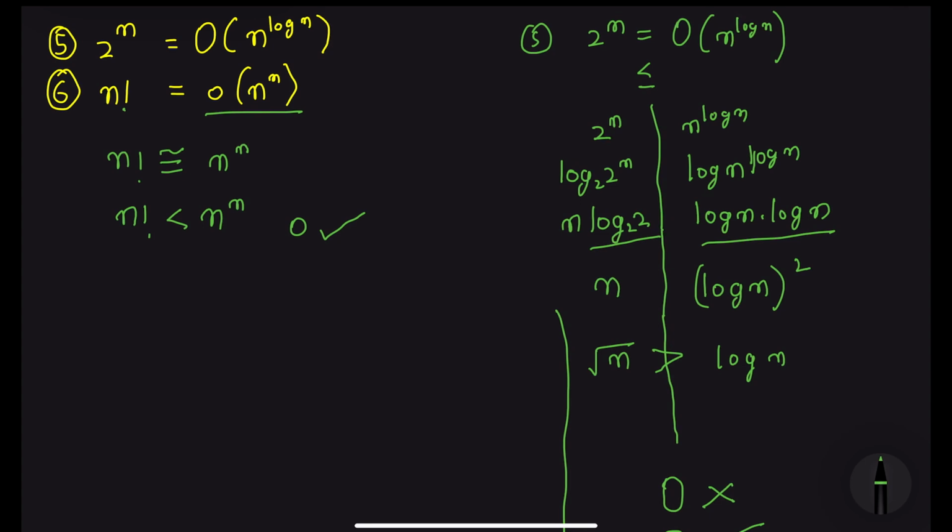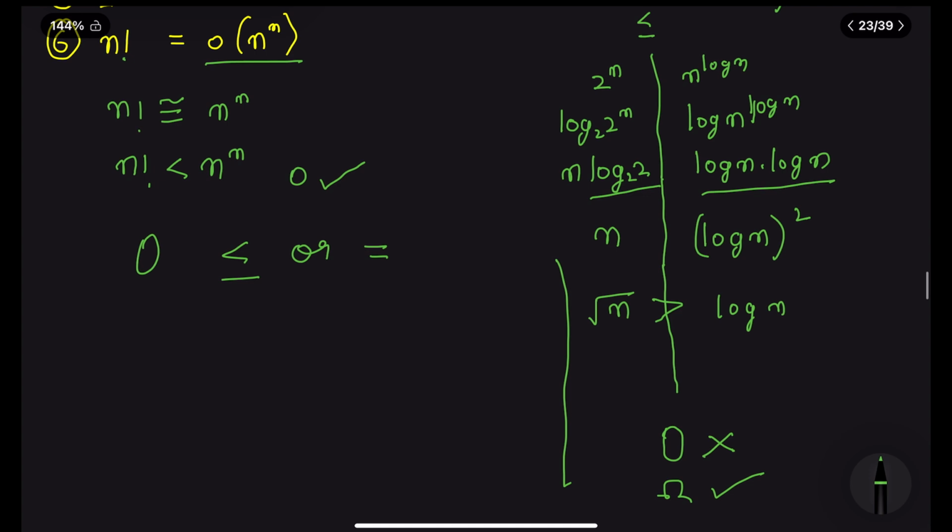Let's check for big O. So to be big O, we have to satisfy any of the two conditions, which is it should be smaller than or equal to. So in small o, we already satisfy the condition that it is small. So we can say it is big O also. So let's take an example.